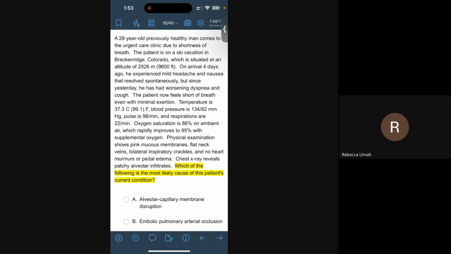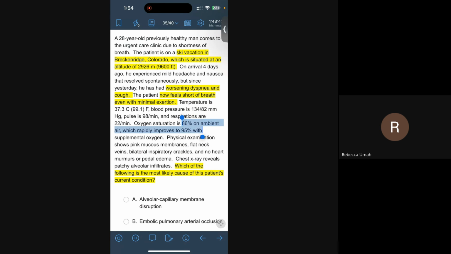Okay, 28-year-old healthy man, shortness of breath on ski vacation. Colorado, really mentioned the height. On arrival 4 days ago, experienced mild headache, nausea that resolved spontaneously. But since yesterday, worsening dyspnea and cough. Now feels short of breath even with minimal exertion.